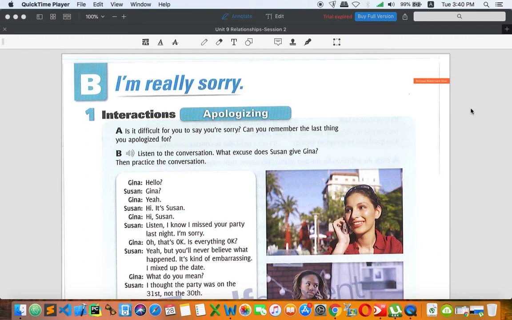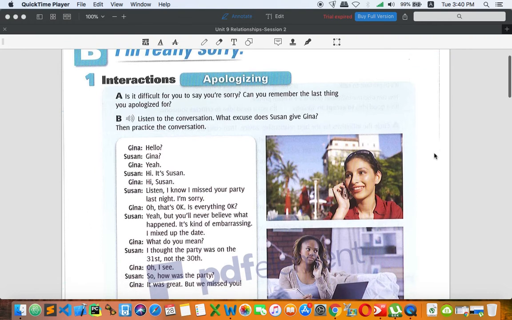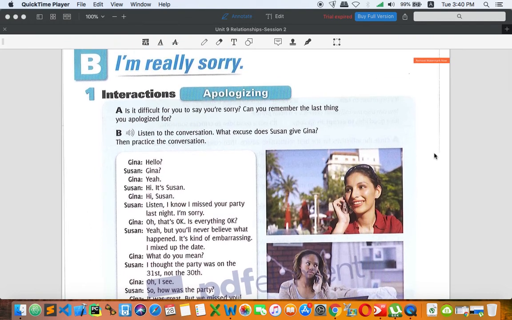The first activity is about interactions, apologizing. I already explained the word apologize, right? It's just like to say sorry. And well, let's have a little discussion with the first question. Is it difficult for you to say you're sorry? Can you remember the last thing you apologized for?